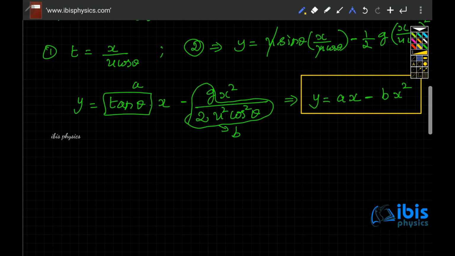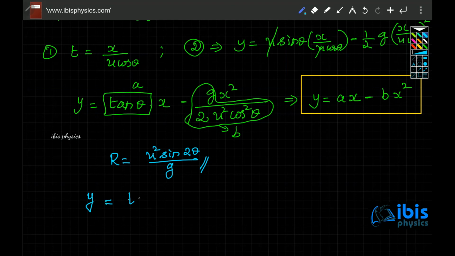So this is not the end of it. We are going to arrive at one more useful form of this equation of the trajectory. That useful form, let us look at this. Suppose you already know the range of a projectile is u square sine 2 theta by g. So the range of a projectile is this. You know y equal to tan theta into x minus g x square by 2u square cos square theta.